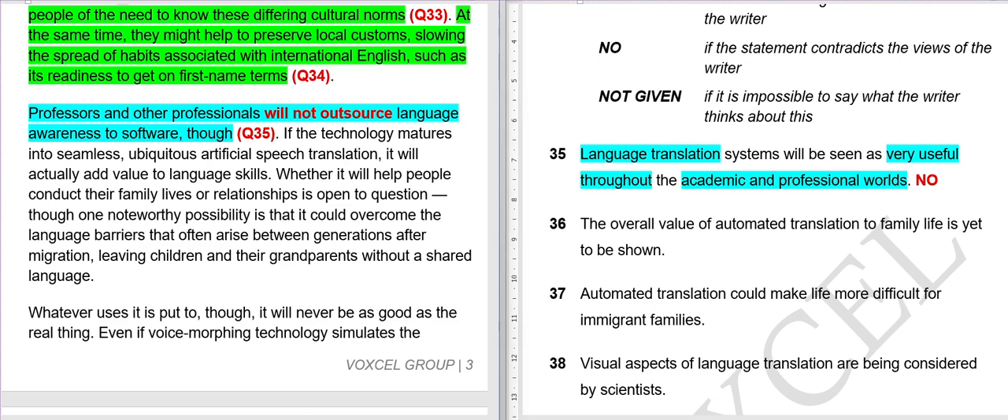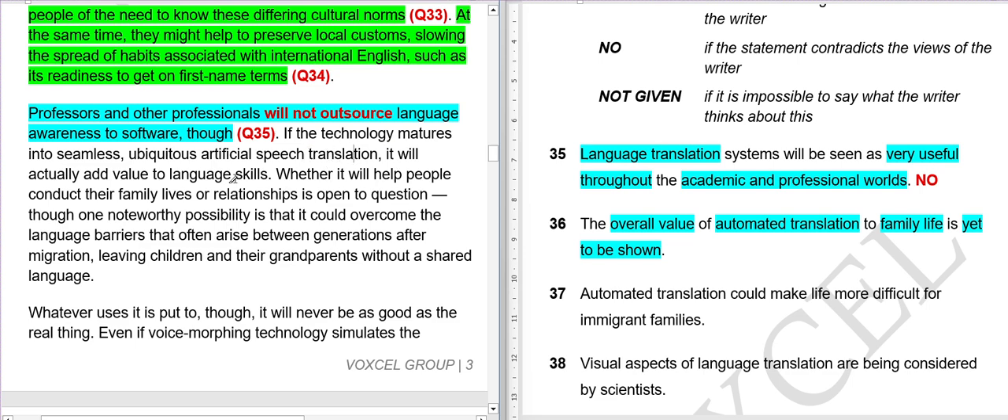Sorry about that. Excuse me. So next question. The overall value of automated translation to family life is yet to be shown. So we have to find whether the overall value of this automated translation system to family life is yet to be shown, meaning it is not yet established that it is valuable to family life. If that's the case, then yes. But if it has been established that it is quite valuable for our family life, we'll say no. And if it is not given whether it is valuable or whether it has established itself or not, we will say not given.